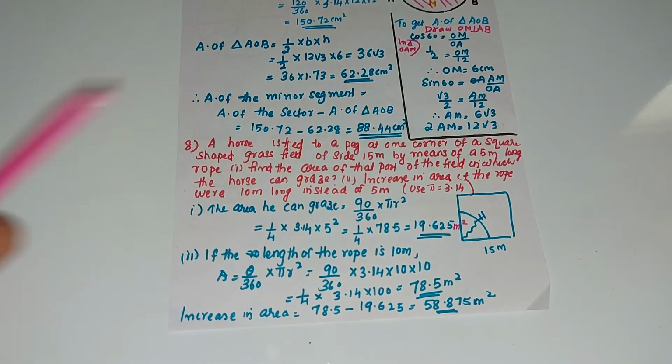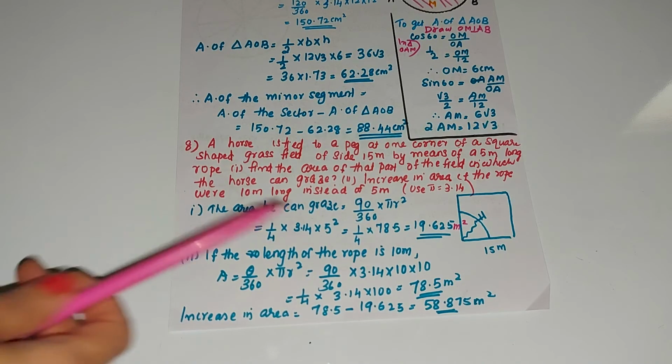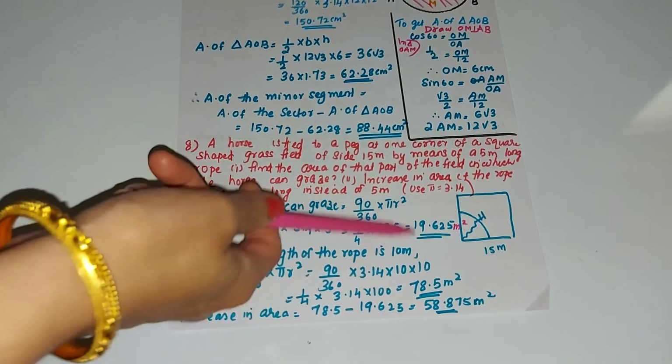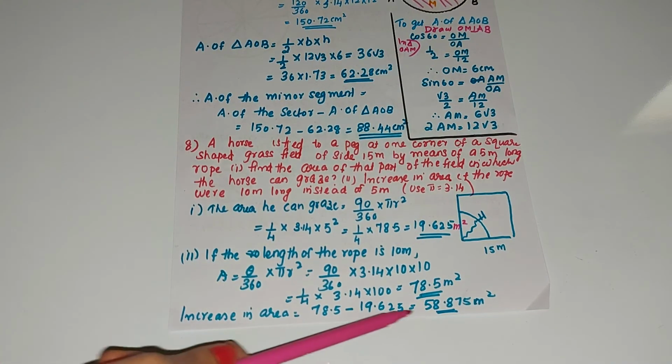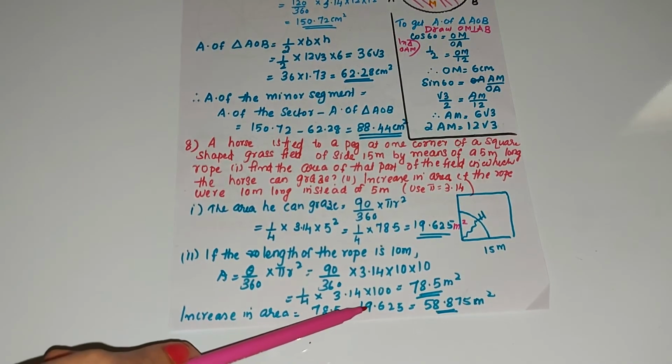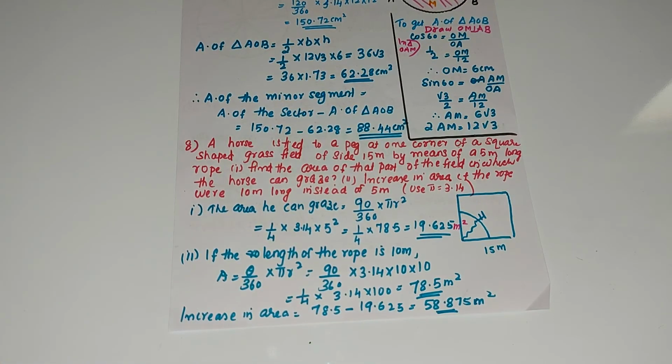And the second part is the increase in area if the rope were 10 meter long instead of 5 meter. That means you have to find the difference between these two areas. So 78.5 minus 19.625 is equal to 58.875 meter square, which is the difference between both areas.